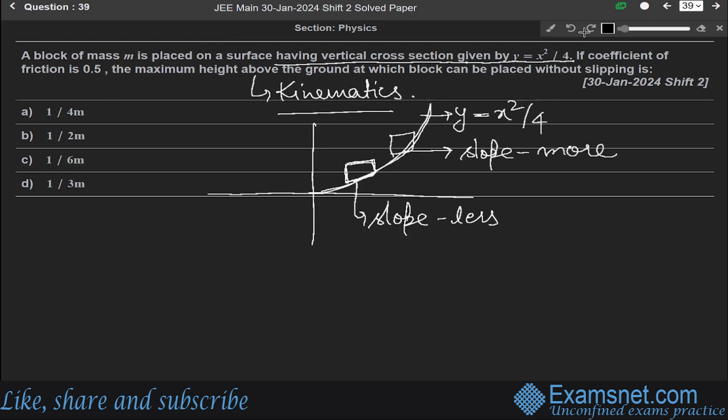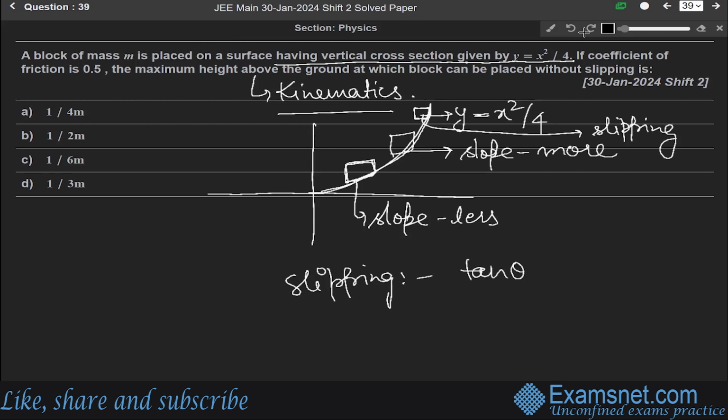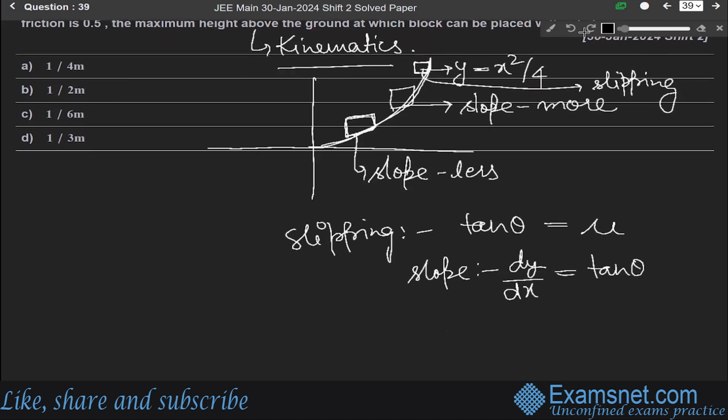So let us say the block reaches a sufficient point at which it starts slipping. When the slipping process starts, at that point the slope tan theta will be equal to mu, the coefficient of friction. And we know that the slope is given by dy by dx, it is equal to tan theta, and it will be equal to mu. This is the famous relation.